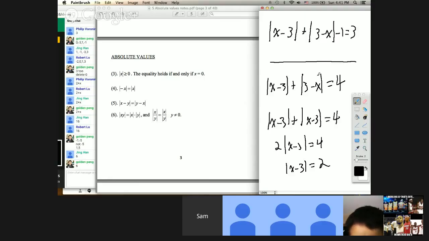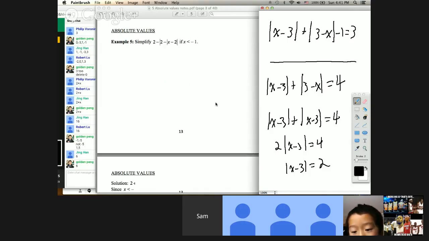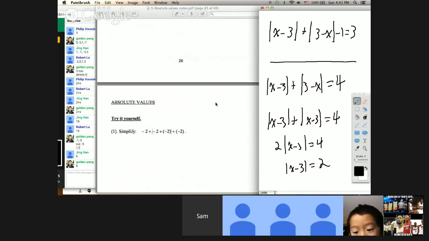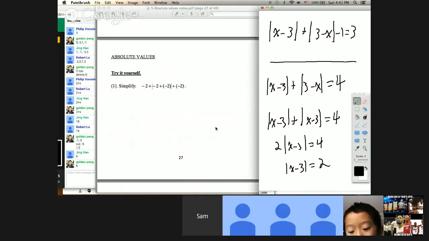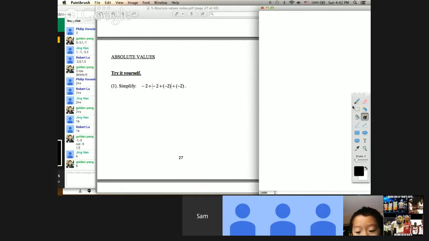Okay. So again, the catch to this problem is you just switch this to x minus 3, and then they're the same things. So you go from there. Okay. So let's try this problem. Try it yourself. Instead of using variables now, these are just all integers.